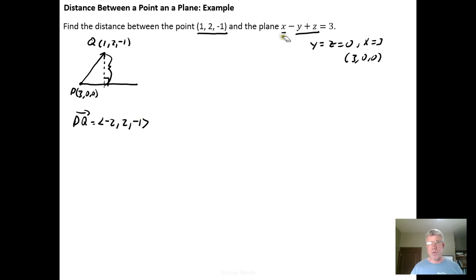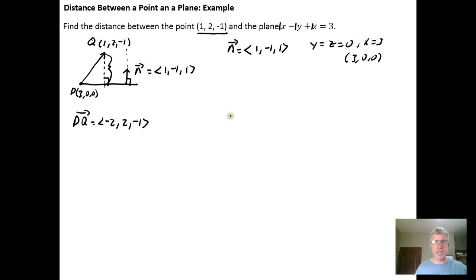And then because I have the equation of the plane, I know the normal vector. The normal vector, or vector perpendicular to the plane, is just going to be the x, y, and z coefficients. So n equals 1, -1, 1. And we just need to find the size, the length of the projection of PQ onto this normal vector. And once we know that size, then we know the distance from Q to the plane. So to calculate that size, instead of finding the entire projection, we just find the size of the projection vector.